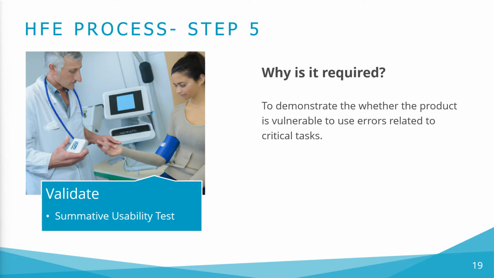The FDA and other regulators require an HF validation test to confirm safe and effective use. Specifically, they expect the test results to demonstrate whether the product is vulnerable to user errors related to critical tasks that could lead to serious harm or compromised medical care. Regulators have many nuanced expectations for the conduct of HF validation tests, such as sample size, training approach, evaluation activity presentation, and interview question timing. Understanding these details is essential to conducting a successful HF validation test that meets regulatory expectations.